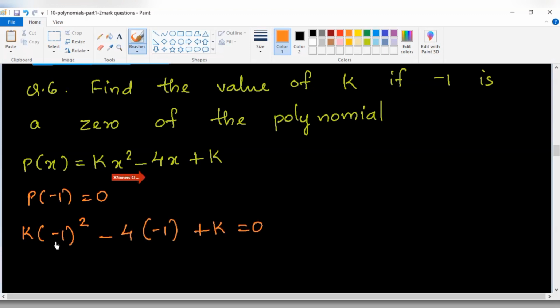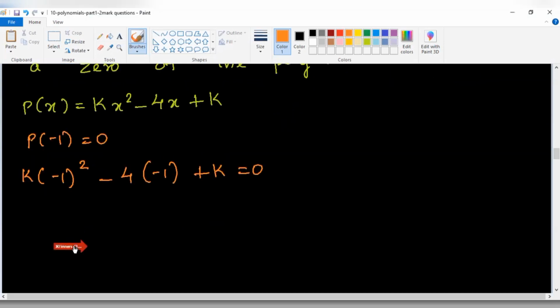Listen, whenever we write the value or when we substitute the value in place of x, we have to put a bracket, otherwise negative and square, all these things will get mixed up and kids will miss the answer.